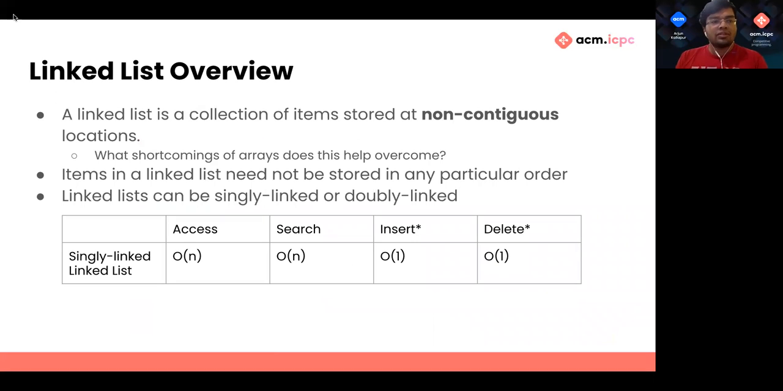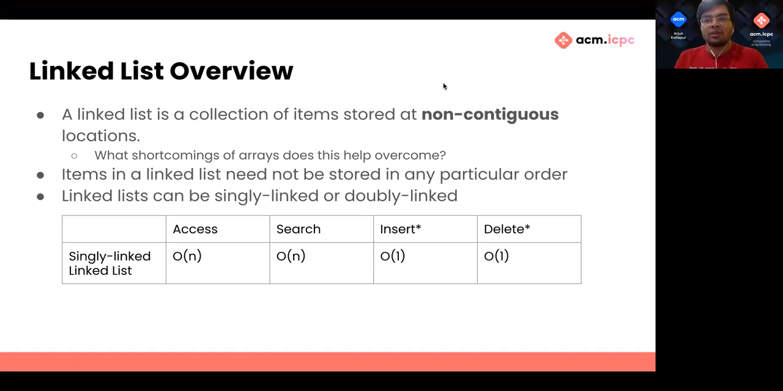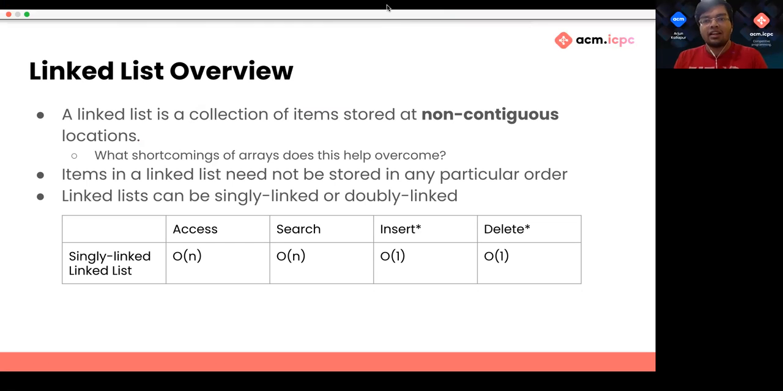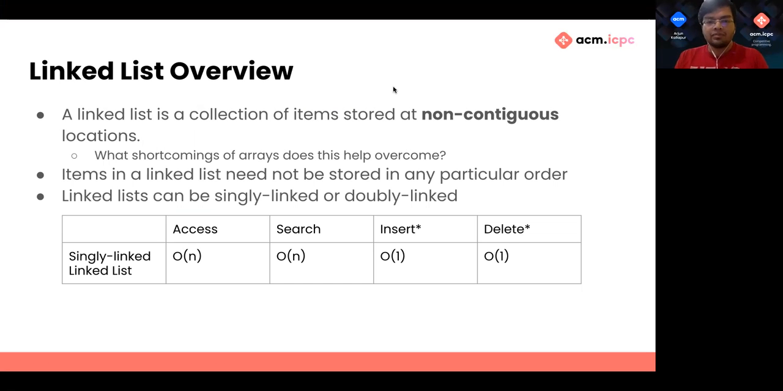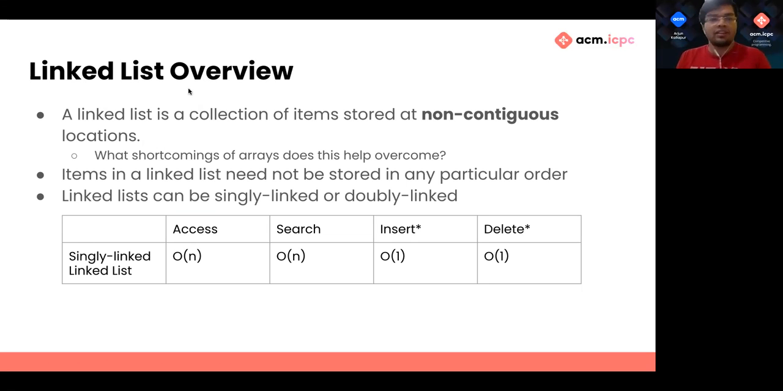So just a quick overview of linked lists. A linked list is a collection of items stored at non-contiguous locations. And that's probably the biggest differentiator between linked lists and arrays. So what shortcomings of arrays do you think this would help overcome? Or what issues did we explore with arrays that potentially are solved by having elements at non-contiguous locations? Easier to insert and delete, yes.